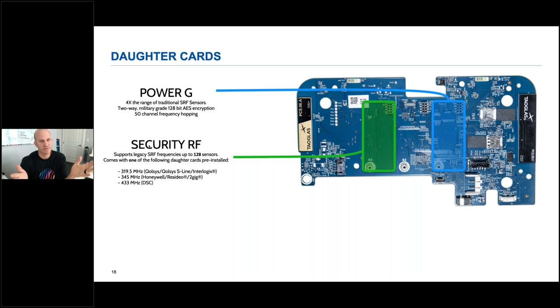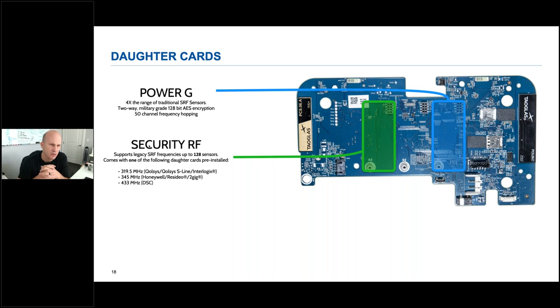So you could have, for example, 50 S-Line or 319 sensors on there, and you could have another 78 PowerG sensors on there. So a very robust system. You can add a lot of different devices on this panel, and really mix and match as much as you want between the different protocols, and the panel can handle all that.